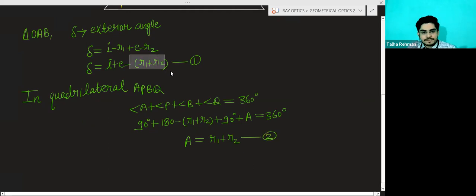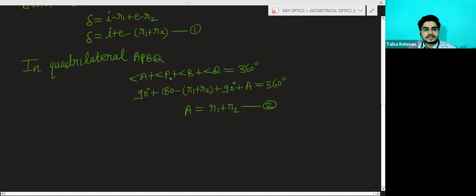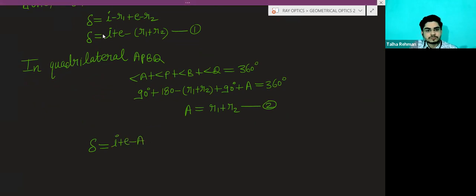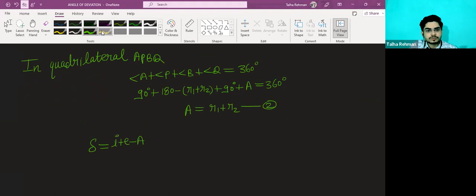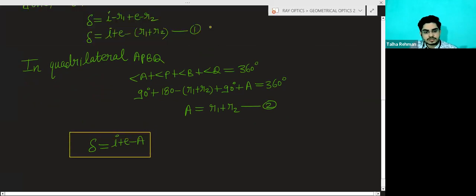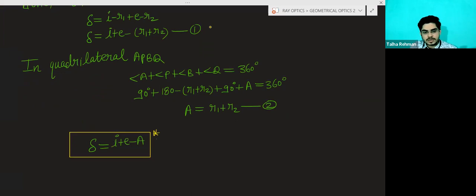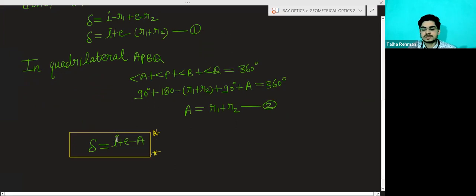Now put R1 plus R2 as A. You will get the value of angle of deviation. So you will get I plus E minus A. So angle of deviation in case of prism is this. I is the angle of incidence, E is the angle of emergence, A is the angle of prism. I plus E minus A.